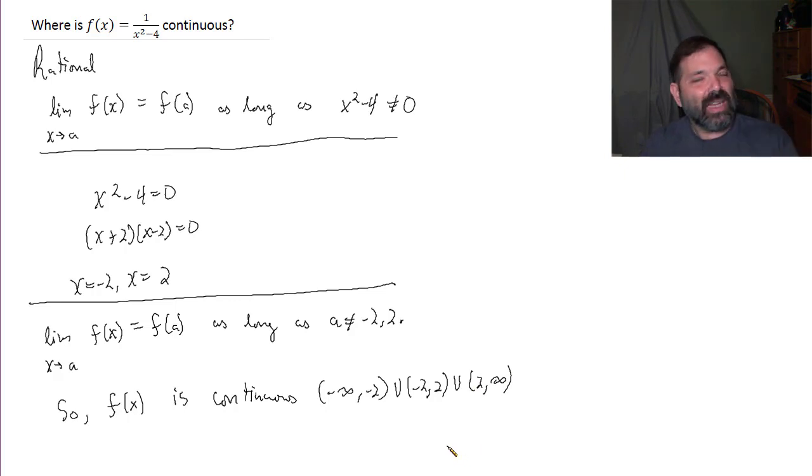You might say, well, gosh, that sounds familiar. That sounds like the domain of that function. And it is, in fact. If we think about the function 1 over x squared minus 4, the domain of this function is the same as where it's continuous. And that's not a coincidence.